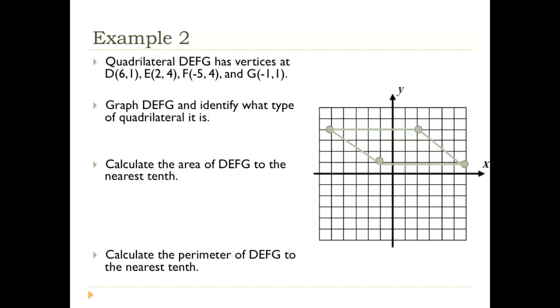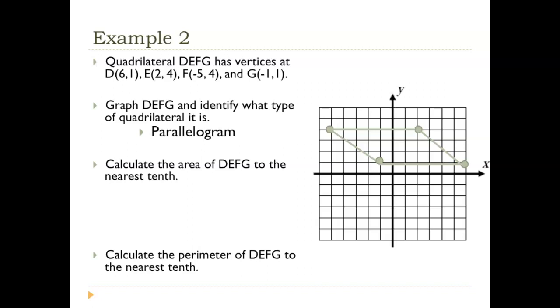So it looks like we have a slope of -3/4 in both cases. So since the slopes are the same, we know that these sides are parallel to each other. So we would say this is a parallelogram. All right, now calculate the area of DEFG to the nearest tenth.